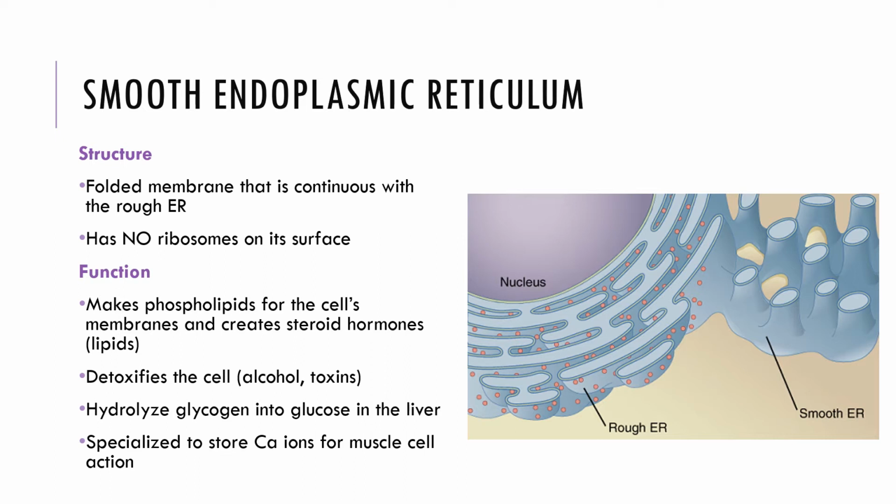And it's also specialized inside muscle cells to store calcium. So calcium is really important when our muscles contract, and specialized cells like muscle cells have been able to change up their smooth ER to store more calcium so we can do our contractions without having to worry where we're going to get our calcium from.